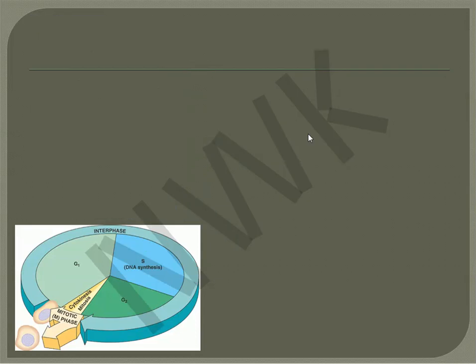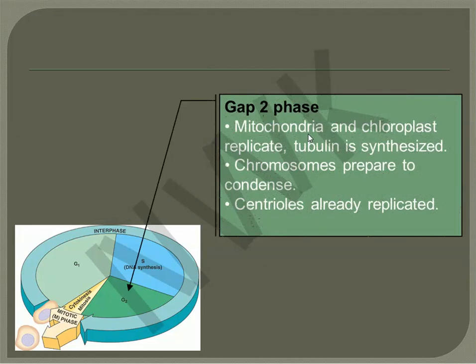After completing the S phase, the cell will proceed to the G2 phase. The G2 phase is shorter compared to G1, and in the G2 phase, the mitochondria and also chloroplasts in the cell will be duplicated, and the tubulin, which is the spindle fiber needed to split the chromosome, is synthesized. Then the chromosome will start to get ready to condense, and the centrioles are also replicated.